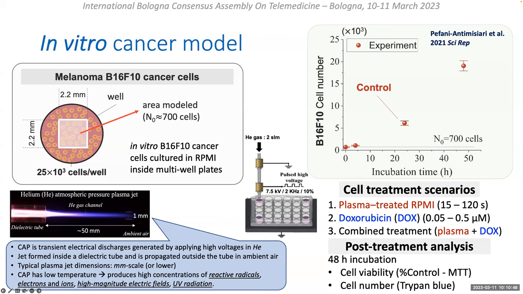First scenario, the RPMI medium was subject to plasma treatment initially, and then cells were cultured in it. Second scenario, the melanoma cells were exposed to doxorubicin only. And finally, in the third treatment scenario, cells cultured in RPMI medium were exposed to doxorubicin and then to plasma jet for 15 seconds. As seen in the plot to the right, following 48 hours of incubation, the control population of melanoma cells grows approximately 20 times.